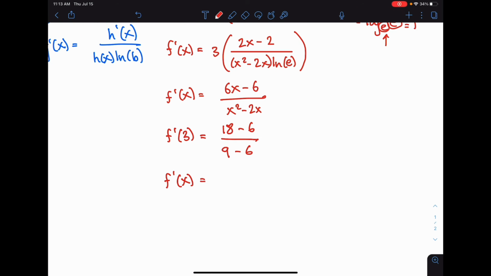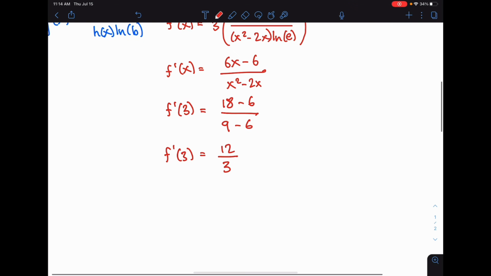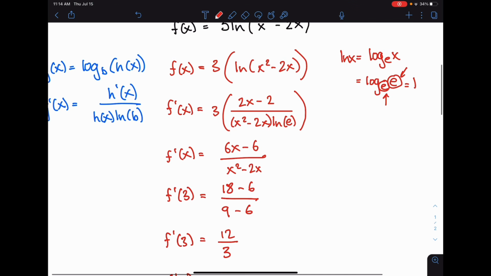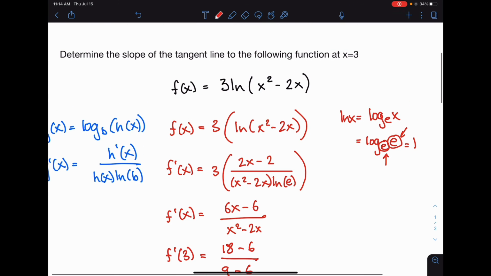All right, we just subtract those, so 18 minus 6 is 12, 9 minus 6 is 3. Sorry, I should have put the 3 in the brackets here. All right, and so we finally get f prime of 3 is 12 over 3, which is just 4. And so that means the slope of the tangent line to our function at x equals 3 is 4.